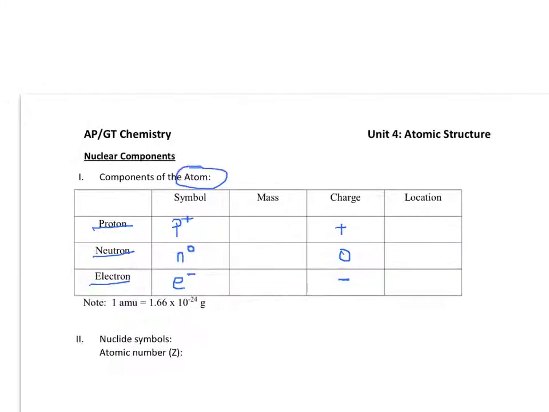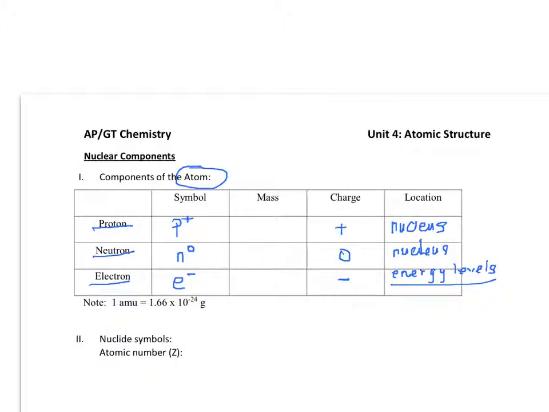Let's put this down a bit, it makes it easier for me to write. Found in the nucleus, so are the neutrons. If I get my spelling correct. And electrons are found in the energy level, anywhere outside the nucleus.